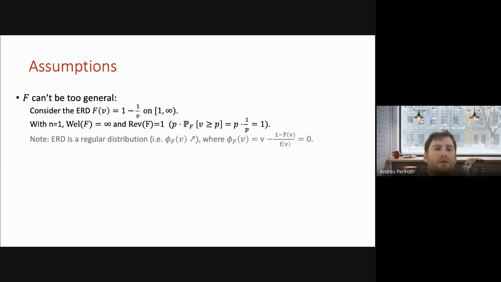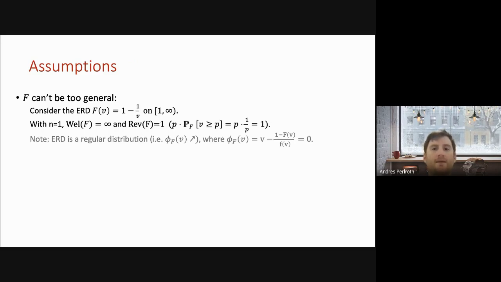So the first point that we realize in this work is that we cannot assume that the distribution F is too general. For instance, if we think about the equal revenue distribution, which has nice properties in the sense that it is regular according to the Myerson sense, that its virtual evaluation phi F is non-decreasing, it is such that the welfare is infinity while the revenue is 1. So therefore, we cannot use in this case, for instance, welfare as a benchmark because it's too high to compete with that.